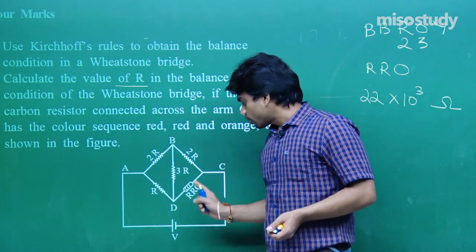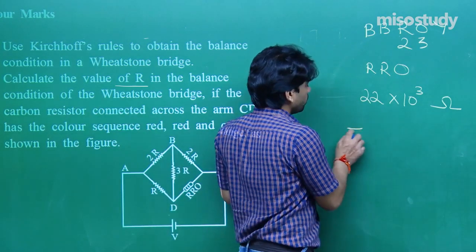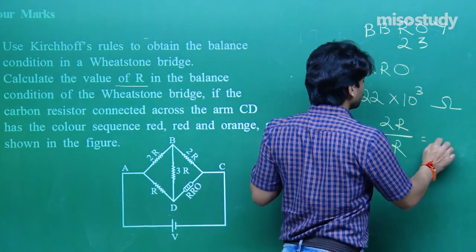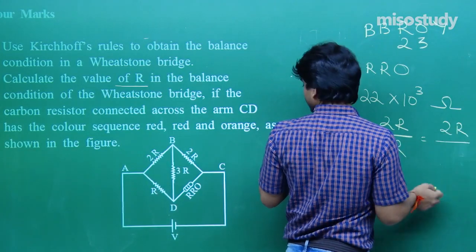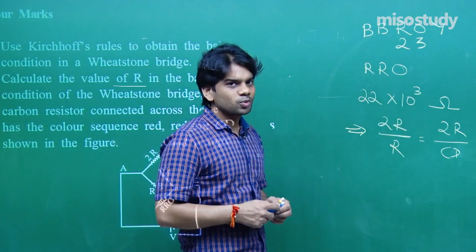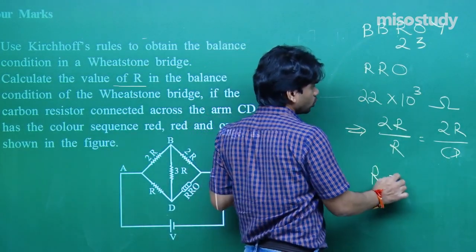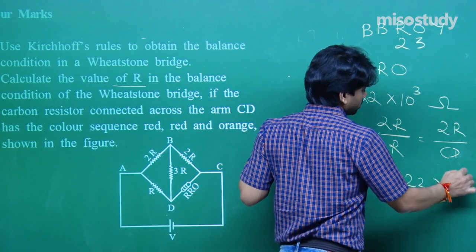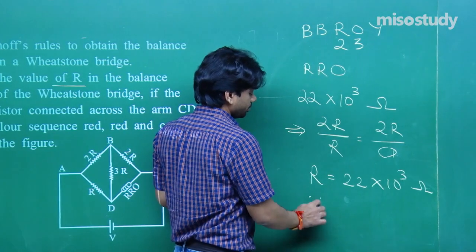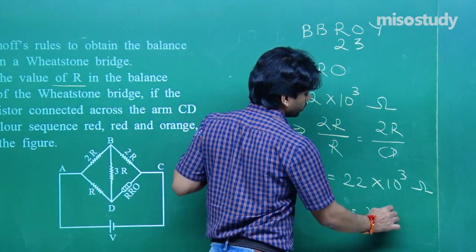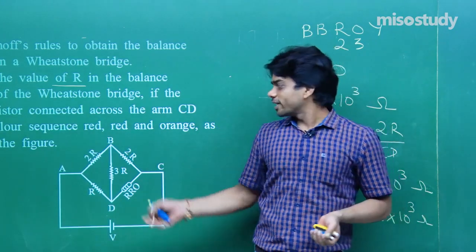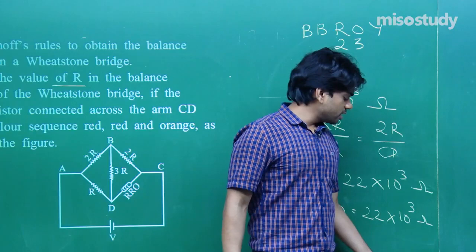So I can write 2R by R equals 2R by the red, red, orange part. So if I use this, 2R by R equals 2R by this CD part. Very simple, the 2R are the same, so this CD and R have to be the same. So R comes out to be the same, 22 into 10 to the power 3 ohm, because the CD part is 22 into 10 to the power 3 ohm. So R will also be the same. You can check the ratio, you will get it as per the given diagram. This will be the required result.